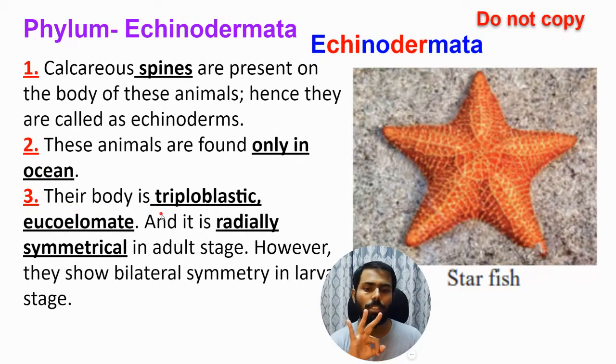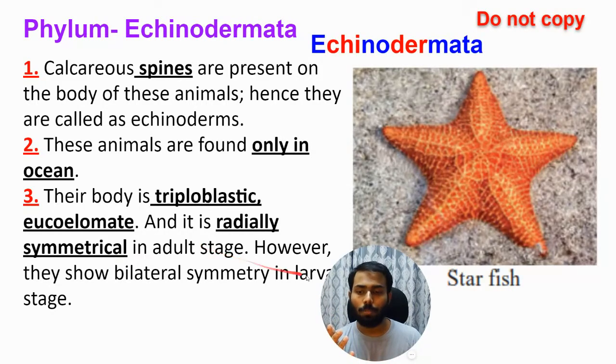तो body triploblastic यानी तीनों layers present है. यूसिलोमेट यानी बीच बीच में बॉडी कैविटी होगी. रेडियली सिमेट्रिक यानी किसी भी एंगल से ऊपर से कट कर दो, the two parts are going to look like mirror images of each other. However, they show bilateral symmetry in larva stage. तो ये जो रेडियल सिमेट्री है वो सिर्फ एडल्ट स्टेज में होगा, जब वो पूरी तरीके से फॉर्म हो चुका है, ग्रो हो चुका है.